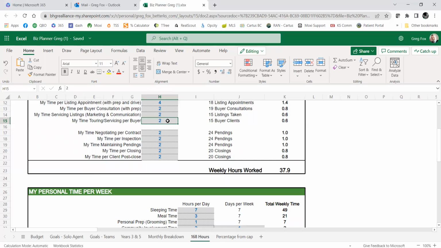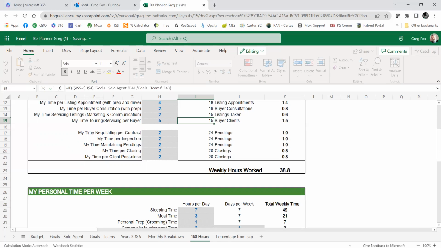How about time driving a buyer around? Well, the last few years, you spent a lot more time driving a buyer around because you were racing from house to house to get a contract. So let's put 5 in there. Negotiating a contract, inspection, maintaining a pending, talking to the closing agent, post-closing. All those numbers are things you do. Are you happy with the house you moved in? We went to the closing. Here's your paperwork. You have to decide how much time you spend on that.